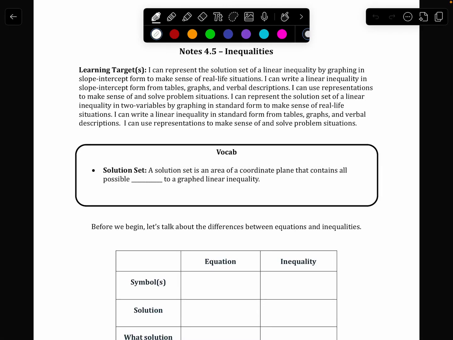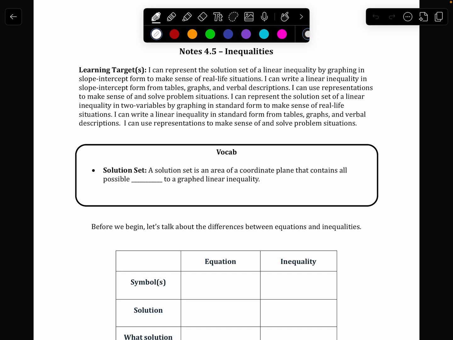Hello, today we're going to be going over our 4.5 notes, which are inequalities. Our learning target is I can represent the solution set of a linear inequality by graphing in slope-intercept form to make sense of real-life situations. I can write a linear inequality in slope-intercept form from tables, graphs, and verbal descriptions. I can use representations to make sense of and solve problem situations.